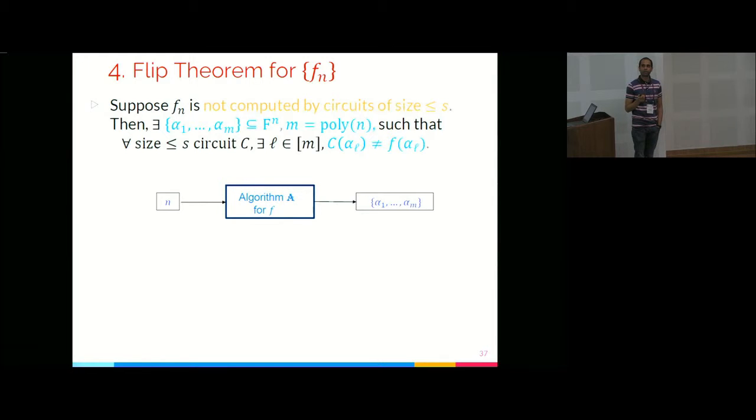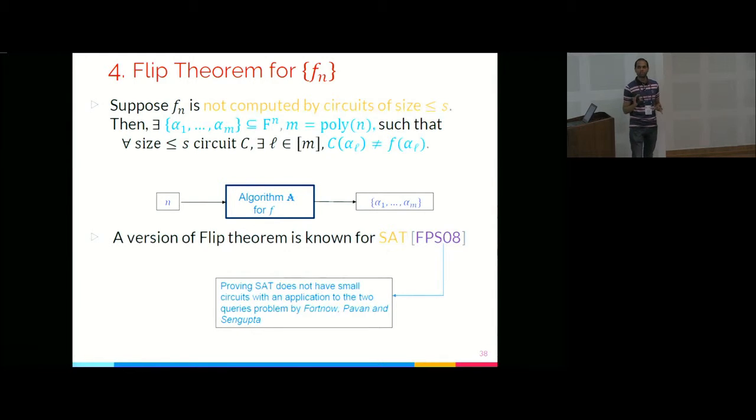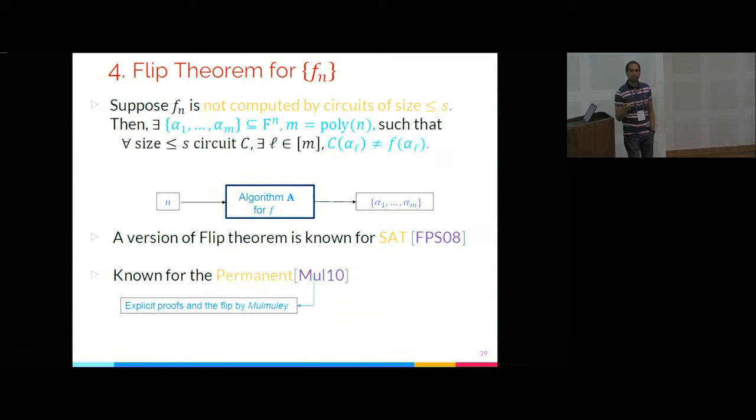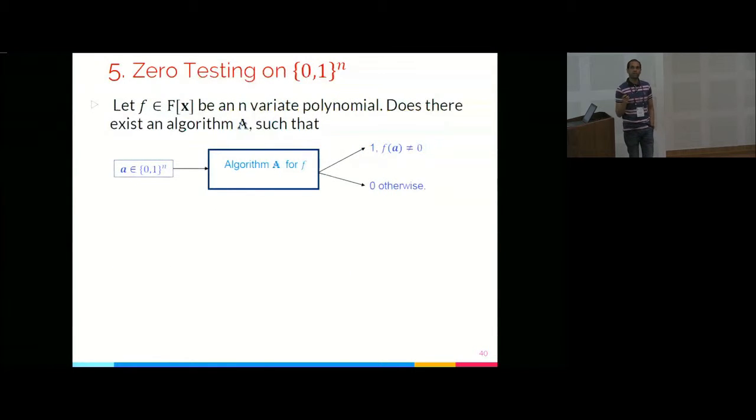Okay. So this is the algorithmic question, and a version of this theorem is known for SAT. In particular, what Fortnow, Pavan, and Sengupta showed is that suppose SAT is not computed by small size Boolean circuits, then there exists a set of formulas which will act as witnesses in this sense. And Mulmuley proved such a theorem for the permanent. Okay. And now, the next question is called zero testing on the Boolean hypercube.